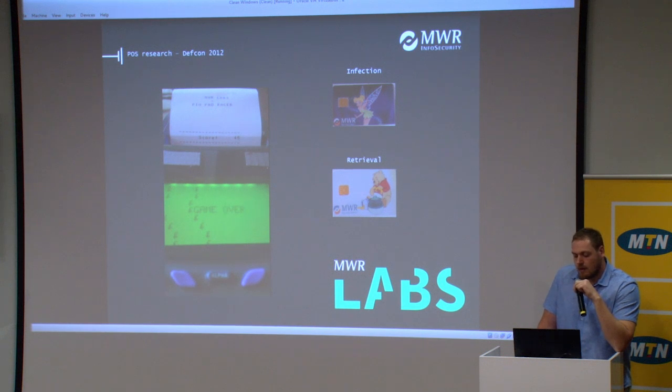Also, with infection and retrieval cards, we would be able to infect the devices with malware. In the morning you'd insert your card, and during the day it would harvest all the pins and all the magstripe data and all the chip data. At the end, you would take another card and retrieve it, and then, hey presto, you have a lot of pins and card data.